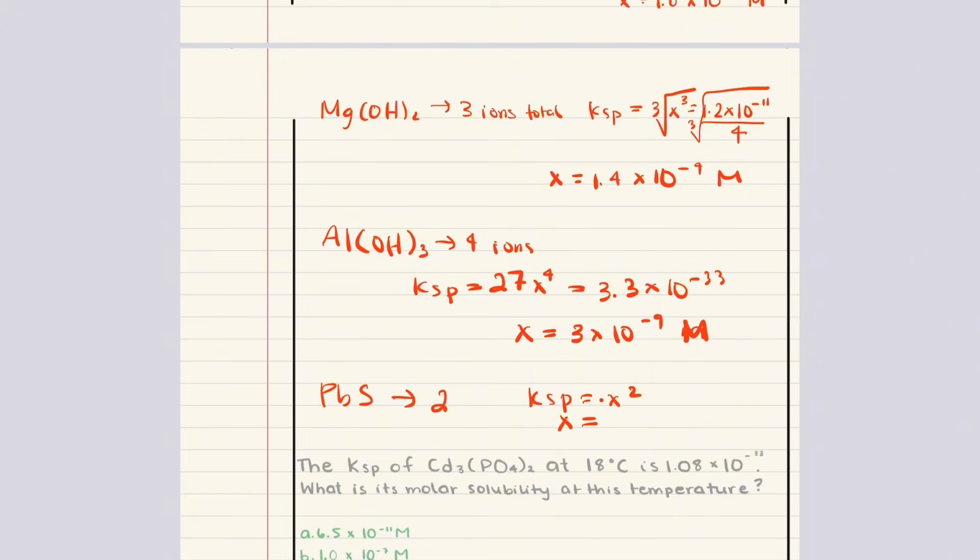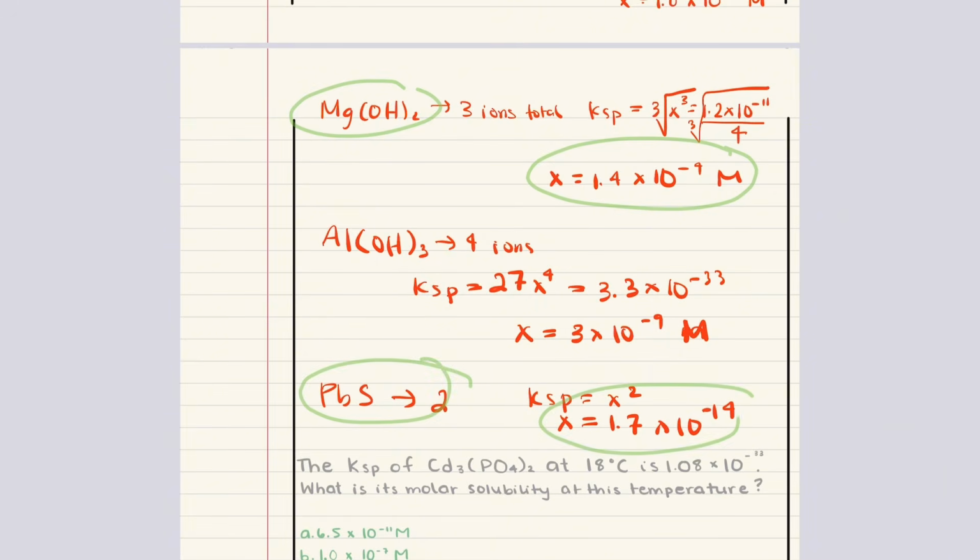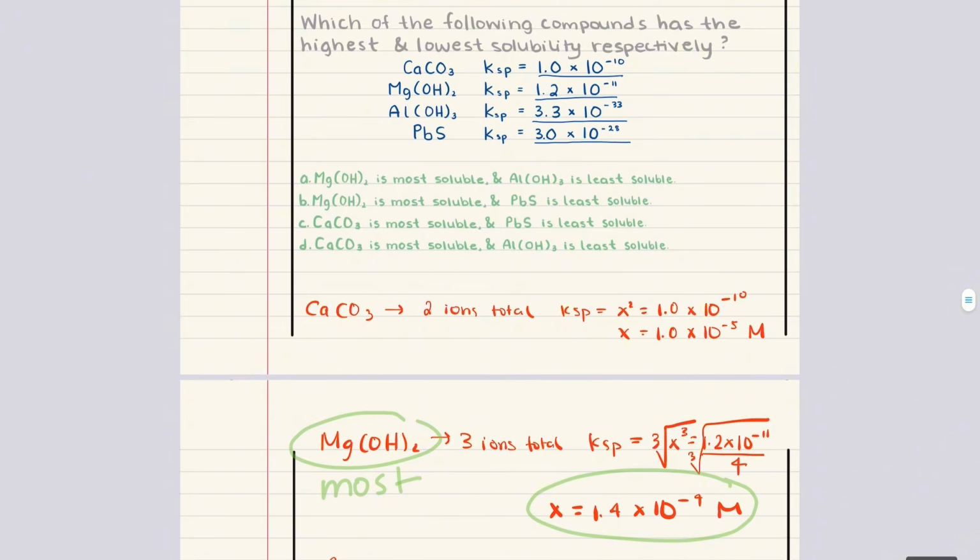Now, let's rank them. The largest x is magnesium hydroxide at about 10 to the negative 4, so it's the most soluble. The smallest x is lead sulfide at about 10 to the negative 14, so it is the least soluble. So again, magnesium hydroxide is the most soluble and lead sulfide is the least soluble. So that's how we solve this problem. The correct answer is B.